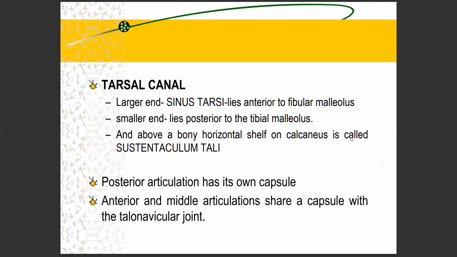Tarsal canal. The tarsal canal has two ends. One is the larger end, the other is the smaller end. The larger end, the sinus tarsi, lies inferior to the fibular malleolus, while the smaller end lies posterior to the tibial malleolus. It means that the anterior end is larger while the posterior end is smaller.